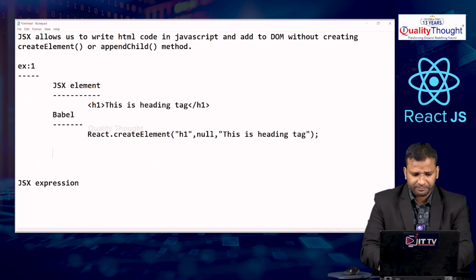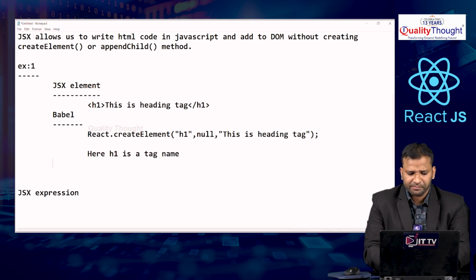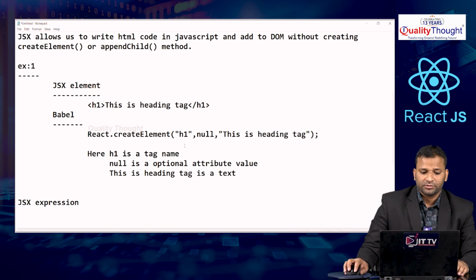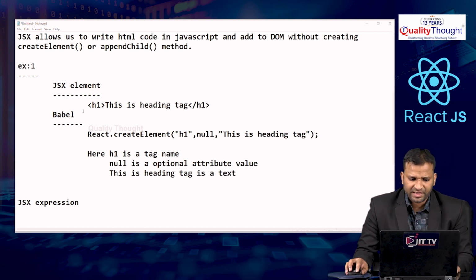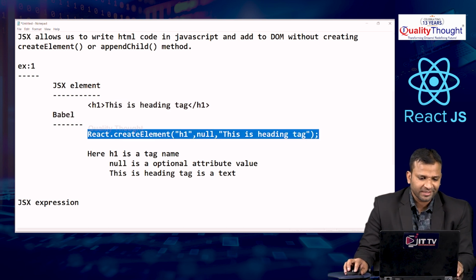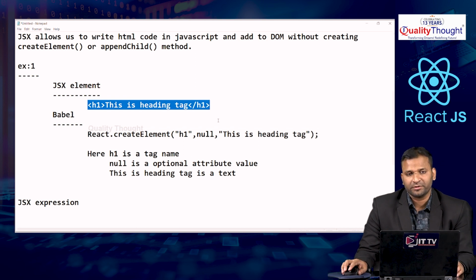So let me say here, H1 is a tag name. Null is the optional attribute value, and the last one is the children, this is heading tag, which is a text. So now you tell me, is working with JSX good or working with Babel good? Definitely you will say, sir, working with JSX is good.